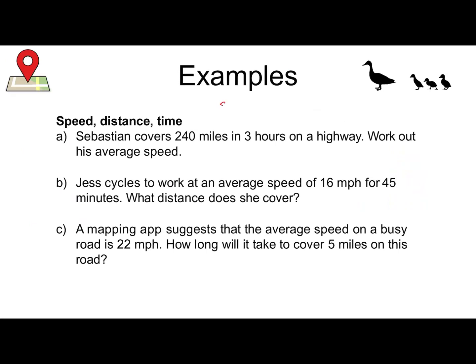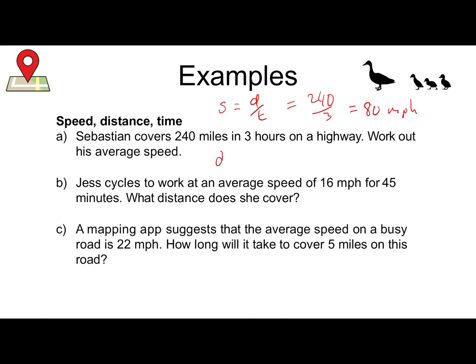Now, it starts off very, very easy. Sebastian covers 240 miles in 3 hours on a highway. Work out his average speed. Speed equals distance over time. Okay, his distance is 240 over 3. It's 80 miles per hour. Okay, make sure you use the right units.